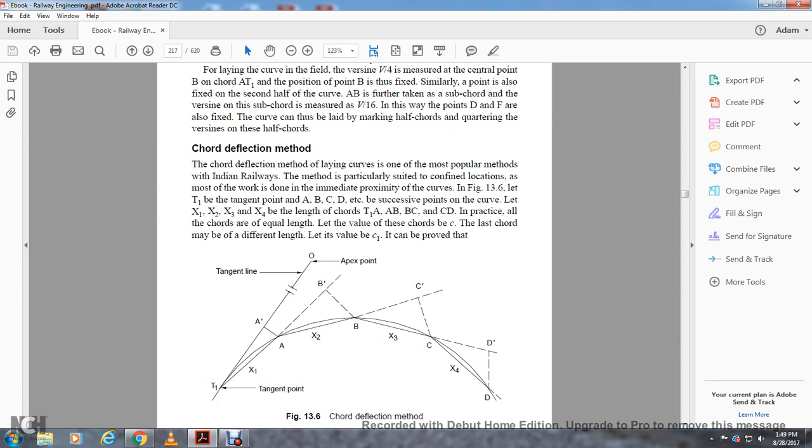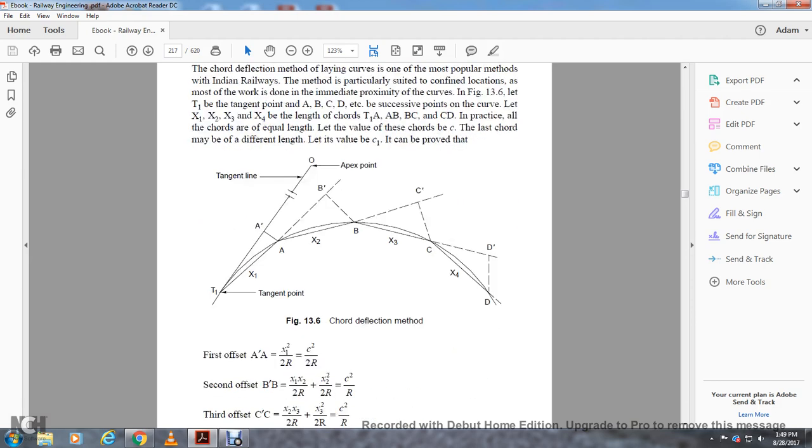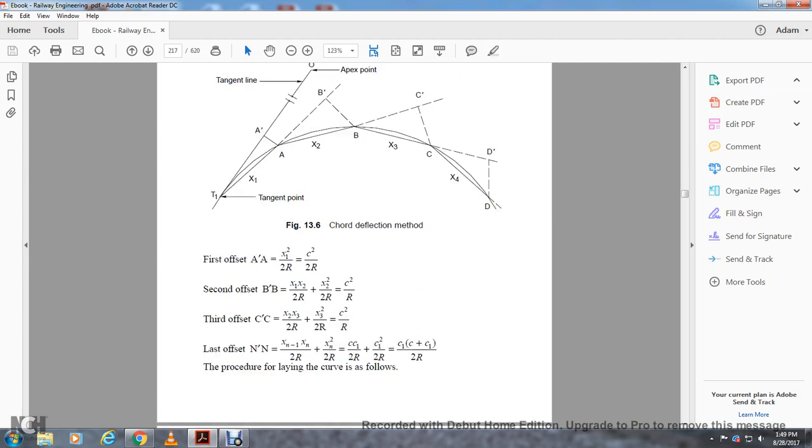So you have the lengths from T1 to A, A to B, B to C, and C to D, which are X1, X2, X3, X4, with the tangent and apex. The first offset is at A.